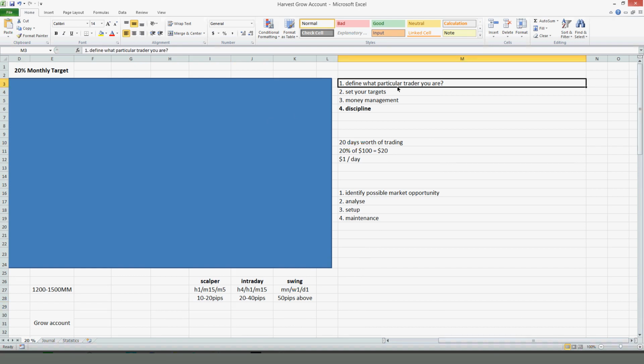You need to make sure that first of all you define what particular trader you are. You need to be able to know how each particular pair moves.